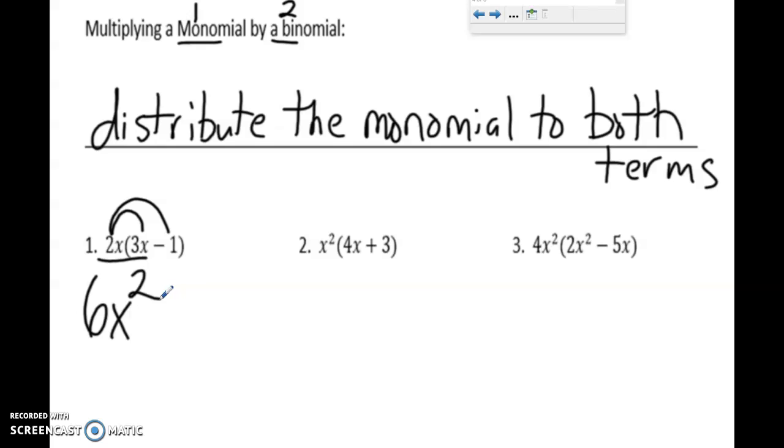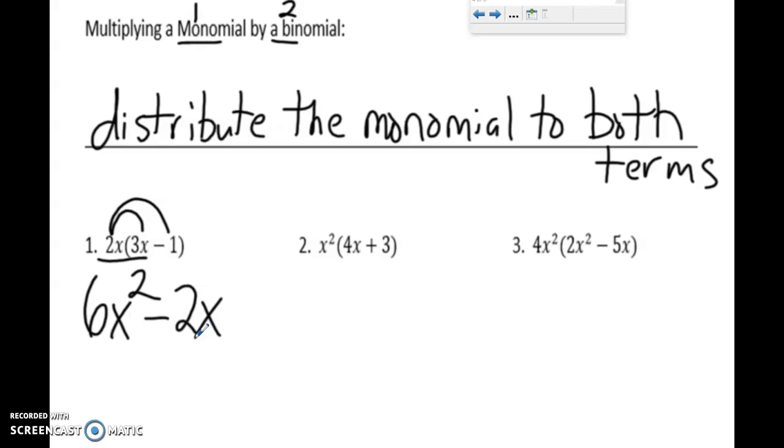How about 2x times negative 1? So we'll go ahead and distribute that as well, and you have to bring along both the number and the variable, so 2x. All right, so first one down. Hopefully we're doing all right and hang in there.